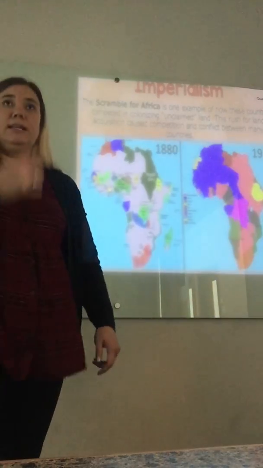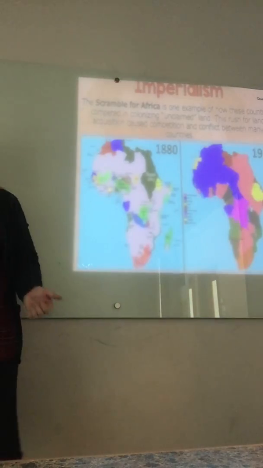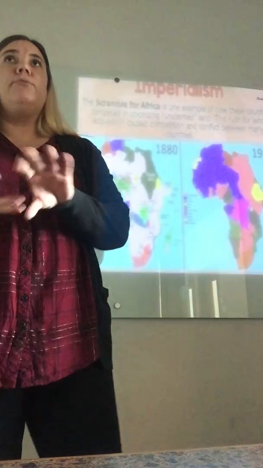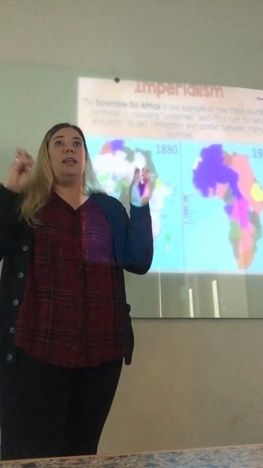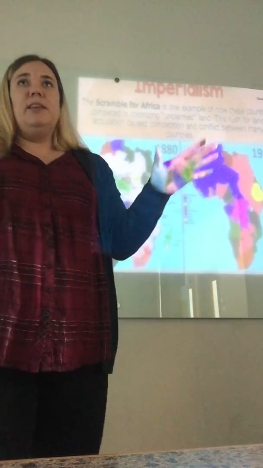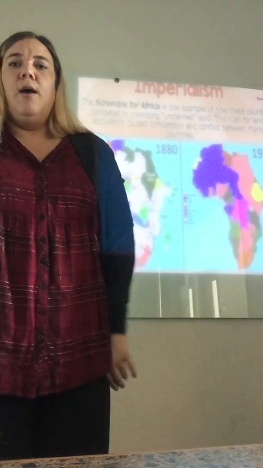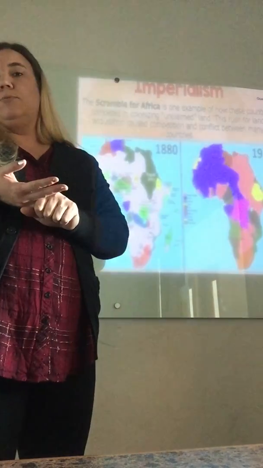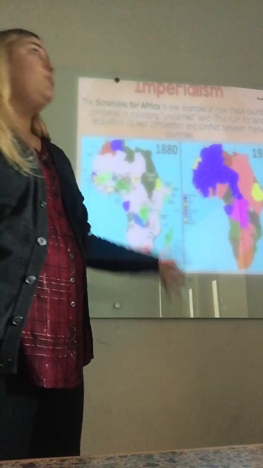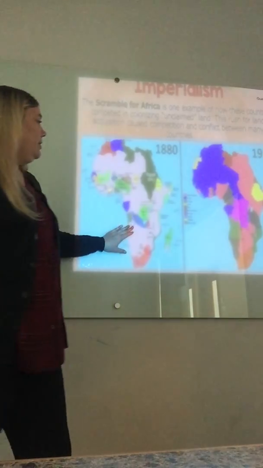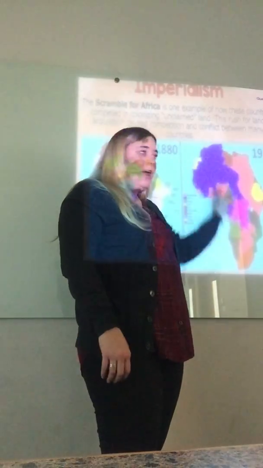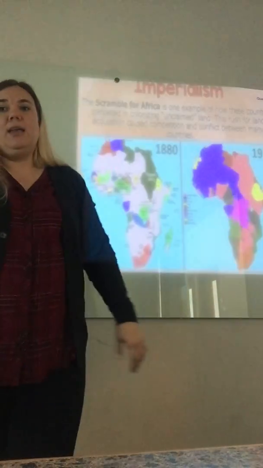So during imperialism, we have the scramble for Africa. This is one example of how countries like Great Britain, France, Belgium, all went and colonized unclaimed land. Now, people had been living in this land for thousands of years, but these major world powers didn't care about that and it didn't really make a difference to them, so they went and rushed. So in 1880, you can see there's a few colonies. By 1913, almost the entirety of Africa is taken over by imperialism.